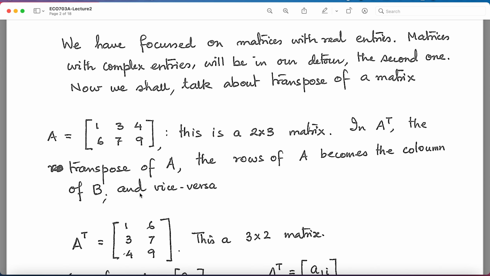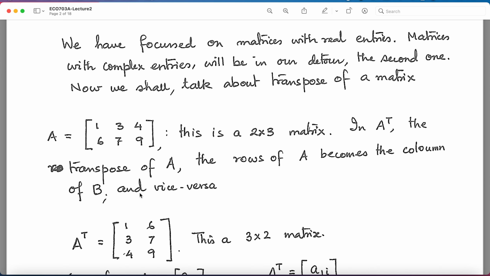So, consider a 2 cross 3 matrix, 1 3 4 6 7 9, or 1 6 3 7 4 9, whichever you want to call it. It has 2 rows and 3 columns. I always view it as a collection of columns, 1 6, 3 7, 4 9. You need not view it in that way, of course, it is up to you, but I would like to view it in that way.